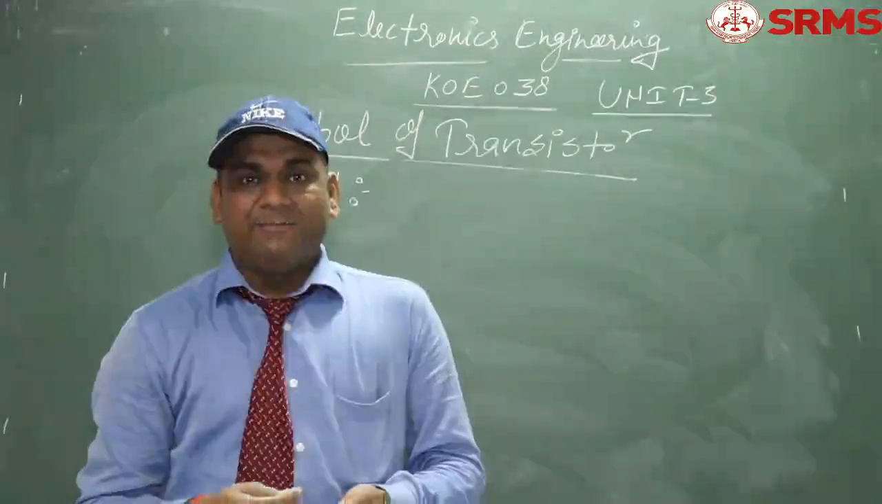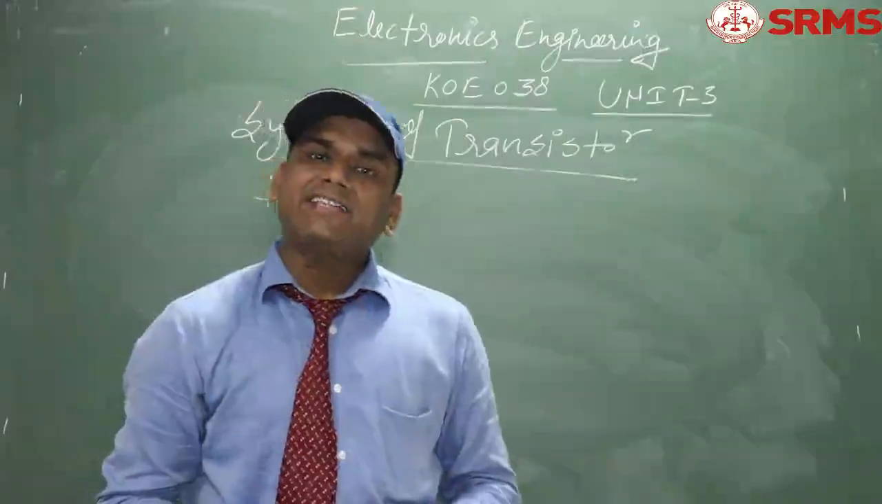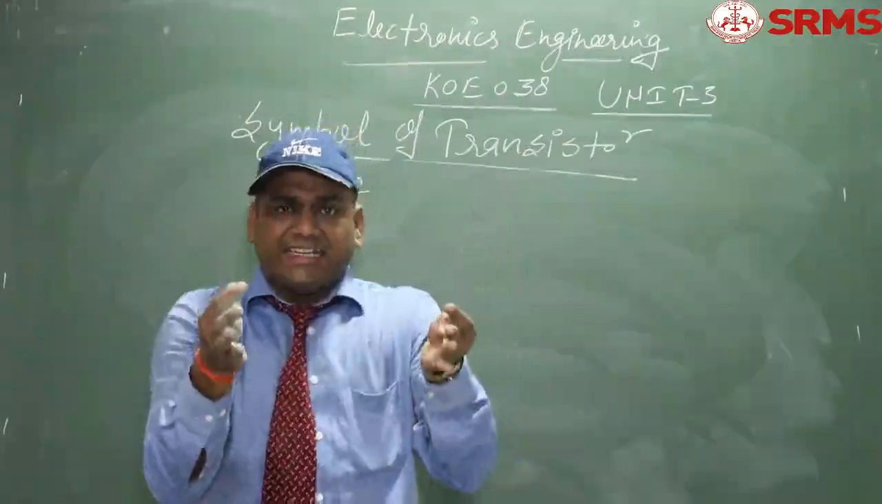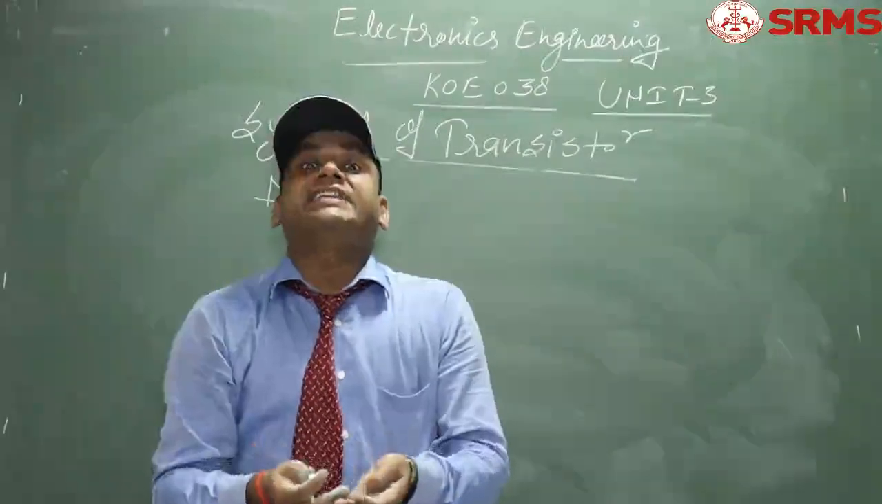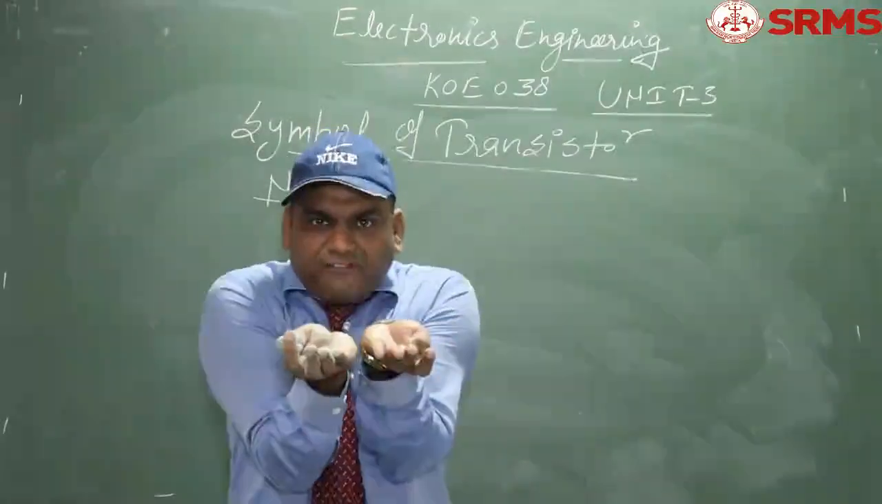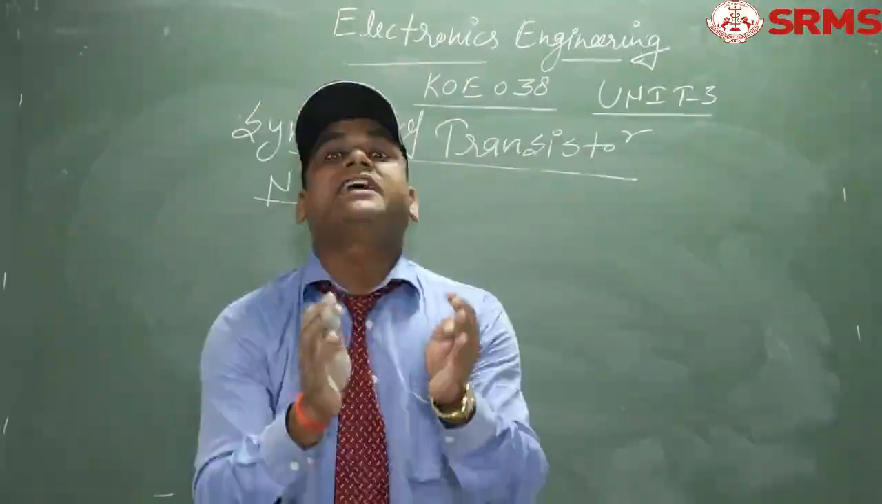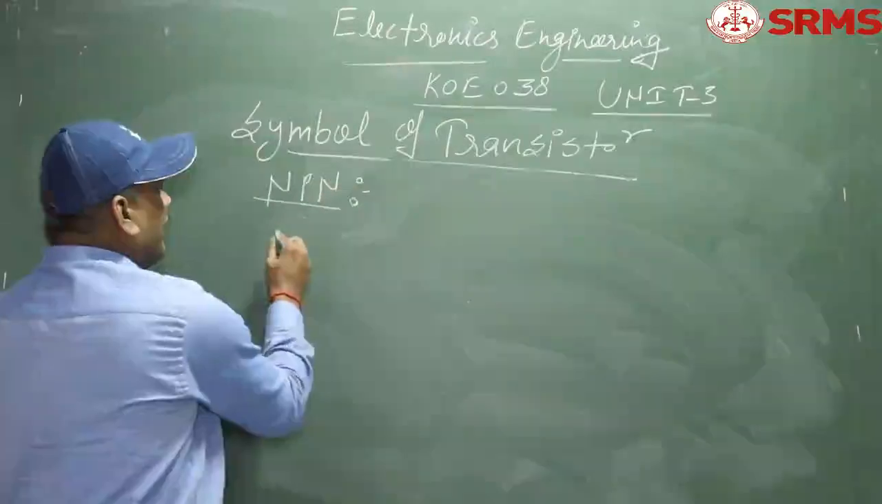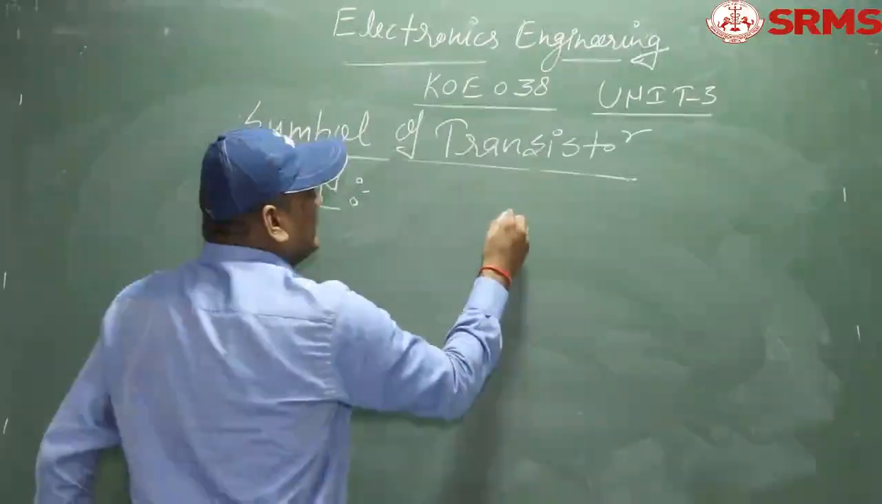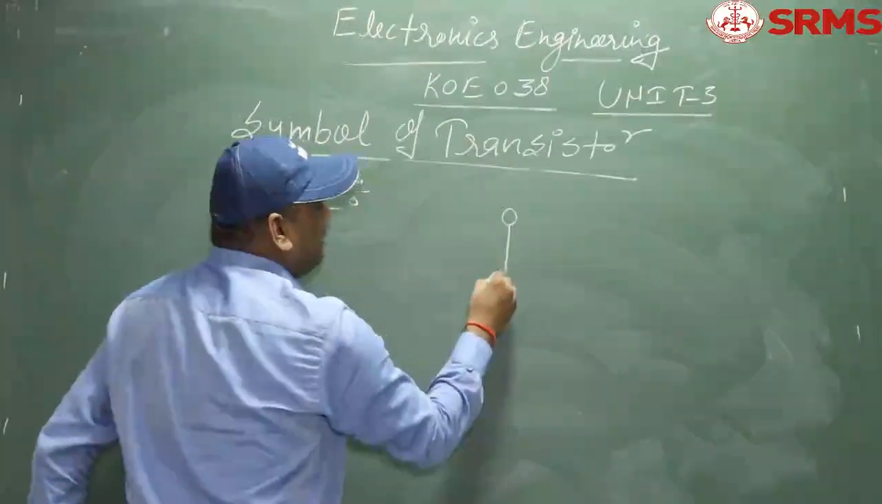As the name implies, emitter is used to emit the charge carriers. As the name implies, collector is used to collect the charge carriers. And base is the base of operation. That means base is the controlling terminal. So if you want to draw the symbol of NPN transistor, this is the symbol of NPN transistor.